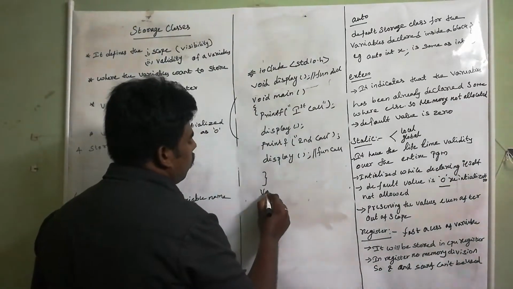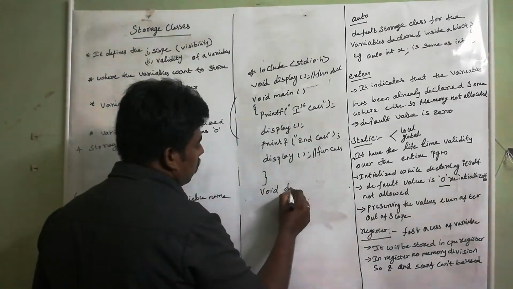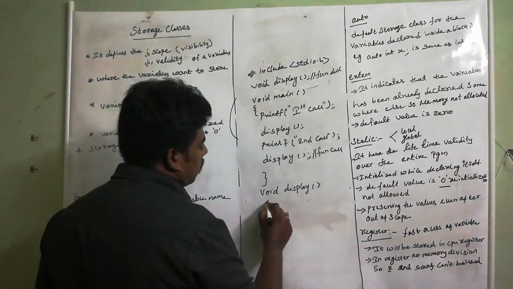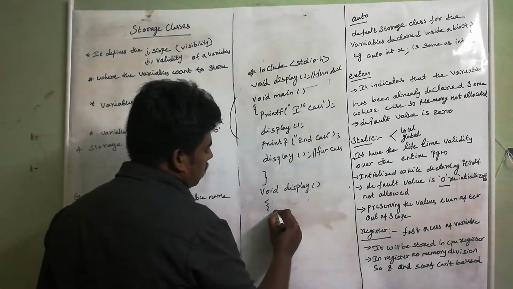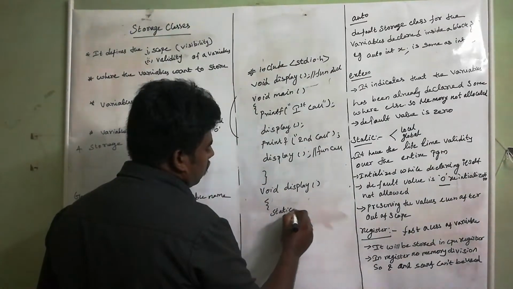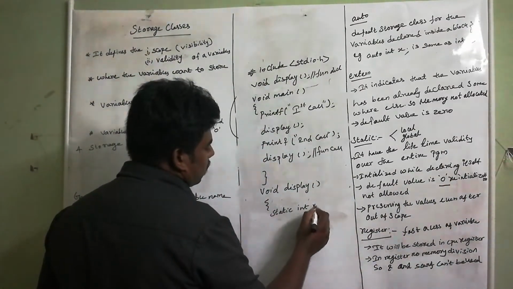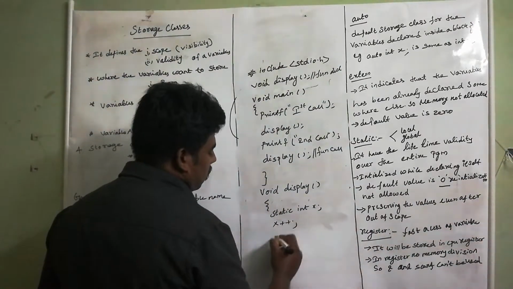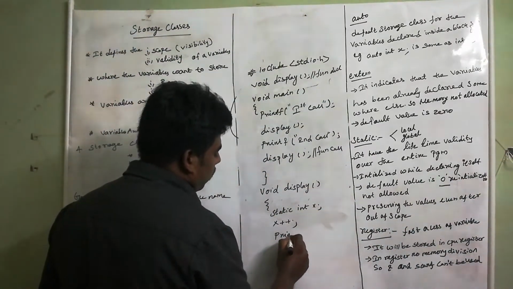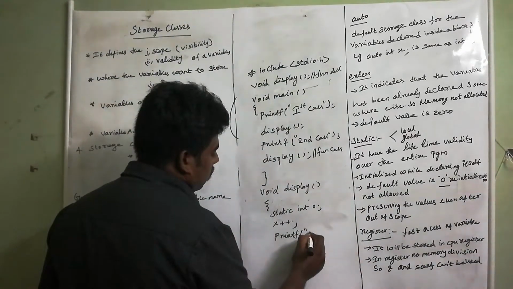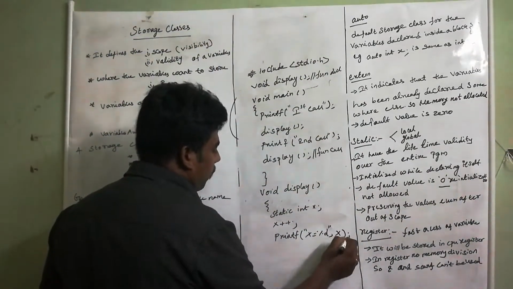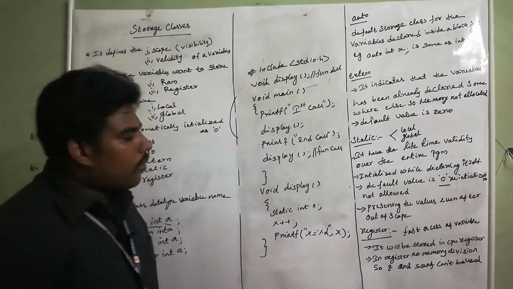Okay, void display, curly brace, static int x, x plus plus, printf x equal to %d comma x. This is the program. Okay, now I will explain the program.